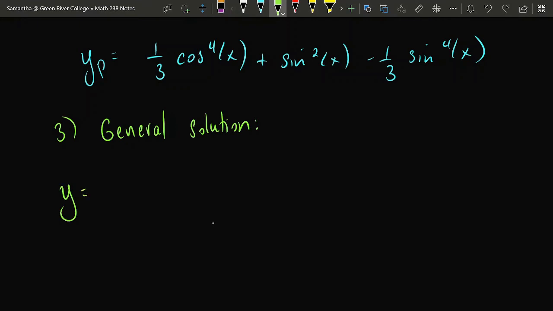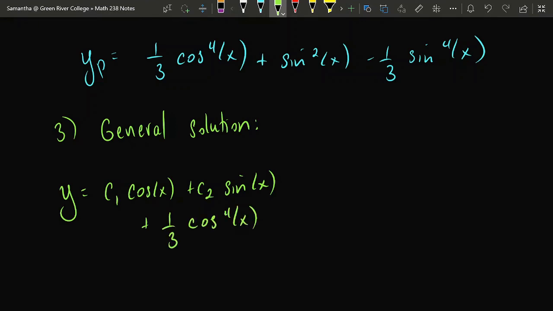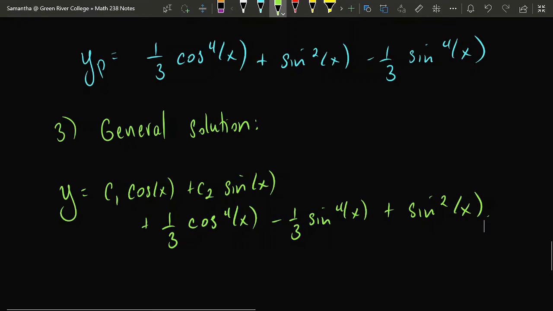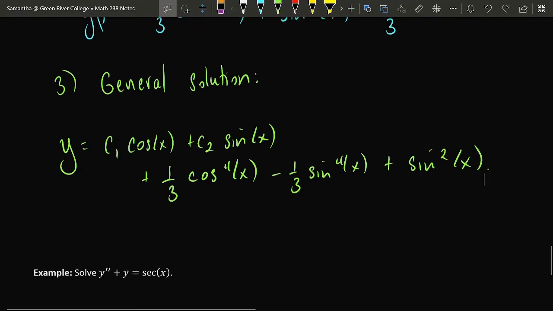Y is going to be equal to our complementary function, c1 cos plus c2 sine, plus the particular solution that we found by variation of parameters, 1/3 cos to the 4th power minus 1/3 sine to the 4th power plus sine squared. That is how we would use variation of parameters to find one particular solution to a differential equation, if either method of undetermined coefficients is not possible, or if it just seemed like using that method is going to be a big pain.